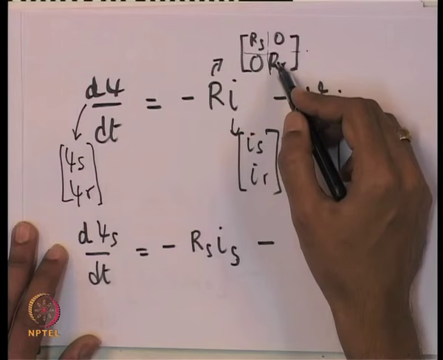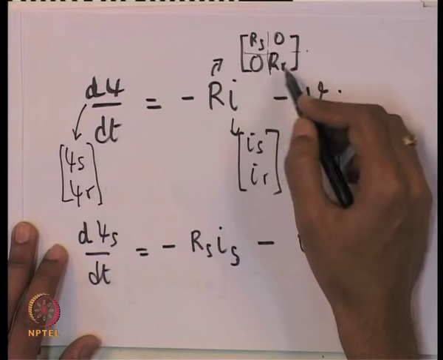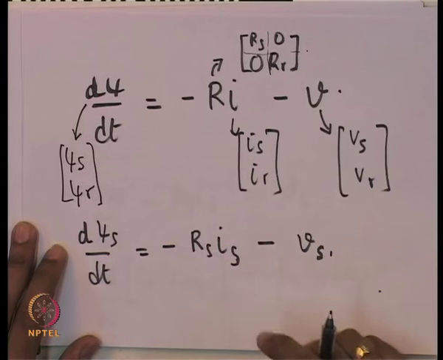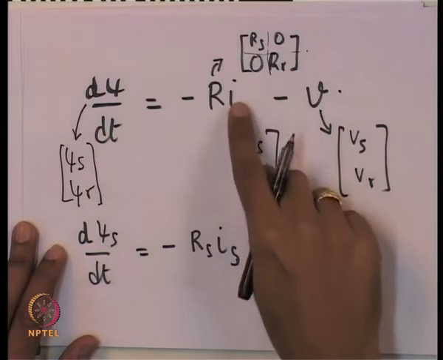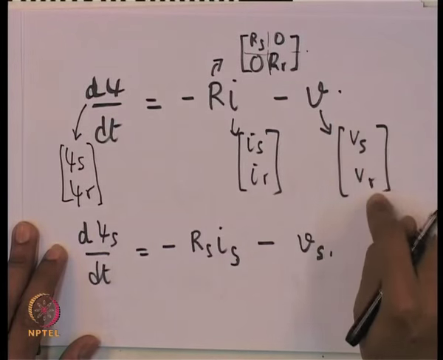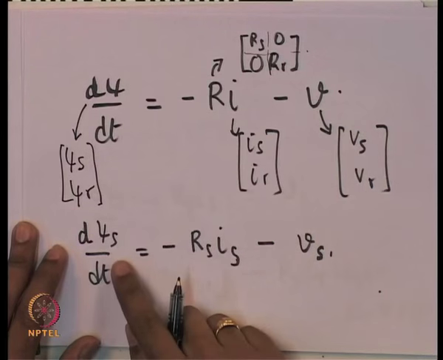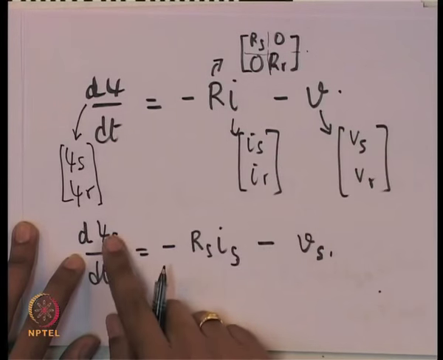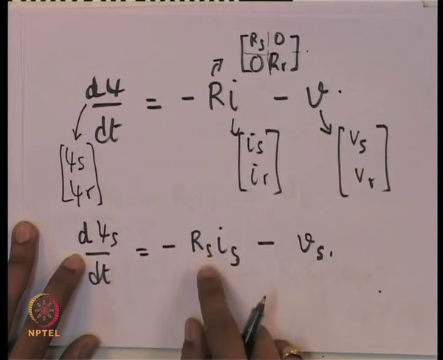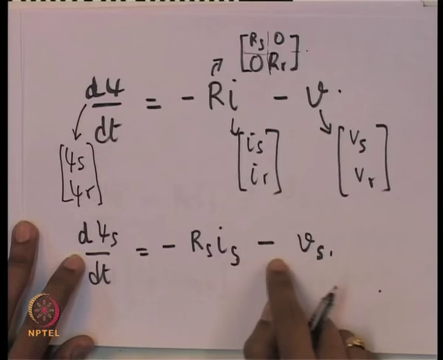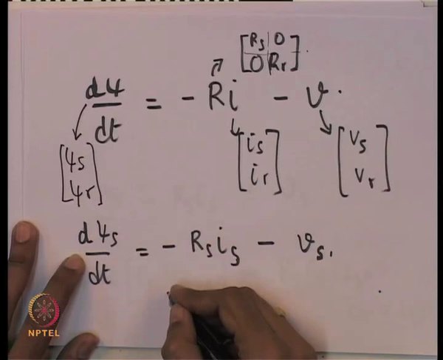R_r, of course, is a diagonal matrix containing the resistances of the f, g, h and k coils. Okay. I, of course, is I_s and I_r, and v is nothing but v_s and v_r. So, if you just take out the psi_s equations, you will have d psi_s by d t is equal to minus r_s I_s minus v_s. Of course, the subscript s actually denotes the stator.